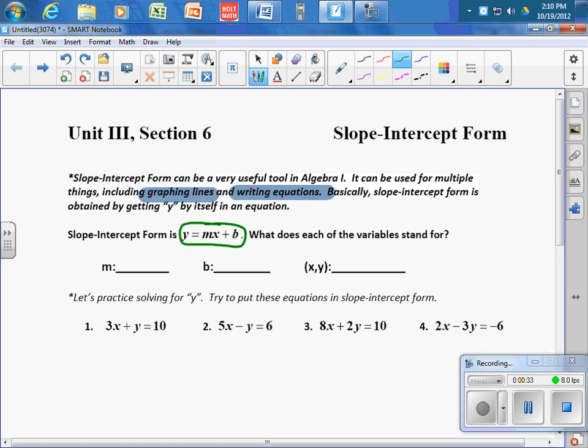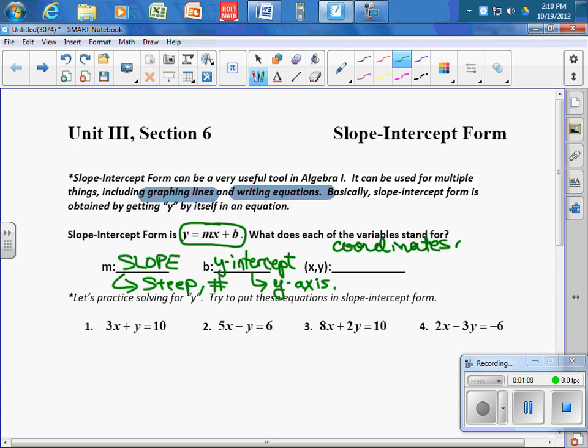So let's discuss what these variables mean. M stands for the slope, and as we were discussing last time, slope tells you how steep the line is. It's a number. The bigger the absolute value of the number, the steeper the line is going to be. B is the y-intercept. Tells you where it crosses the y-axis. Now, x and y are all of the coordinates of all the points on the line.